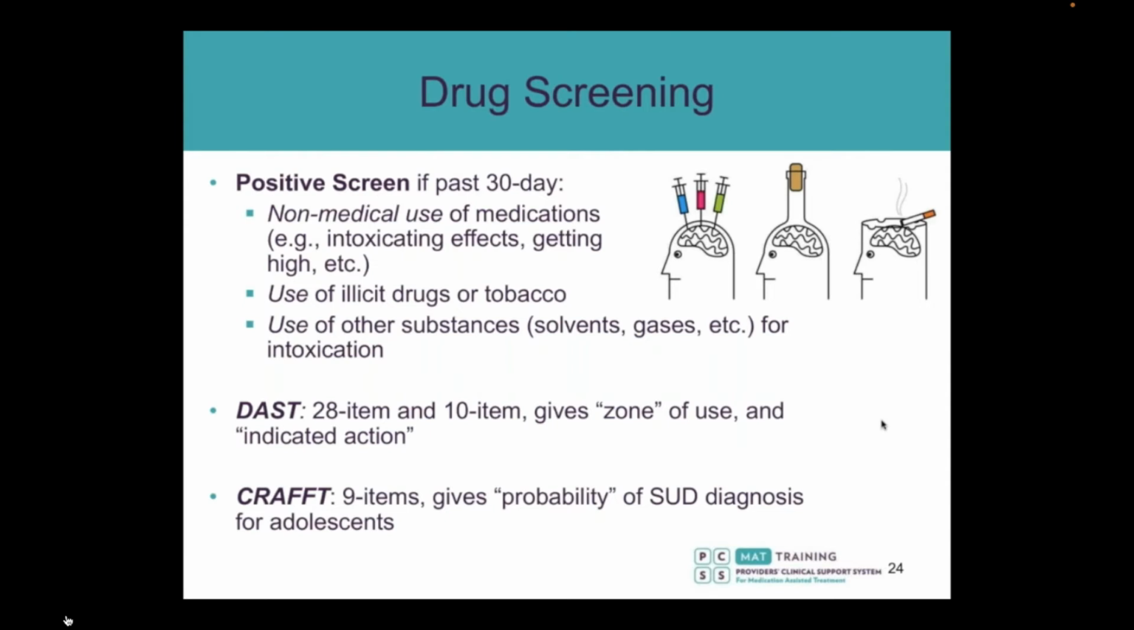The CRAFFT, which again is a mnemonic, actually stands for car, relax, alone, forget, friends, and trouble. It is specifically for patients under age 21, so for adolescents, and gives a probability ranging from 30% to 100%, and can either be self-administered or clinician-administered. But again, it is specifically for adolescents. The questions are geared to better assess adolescents.